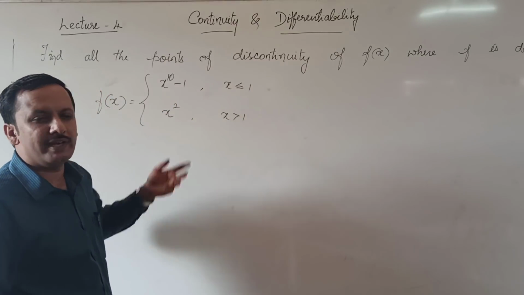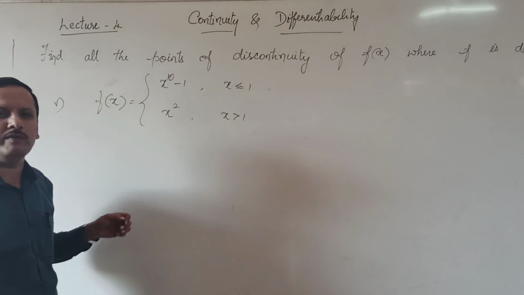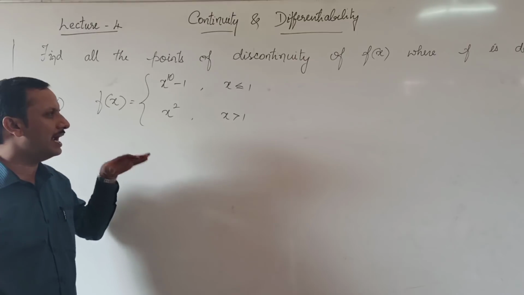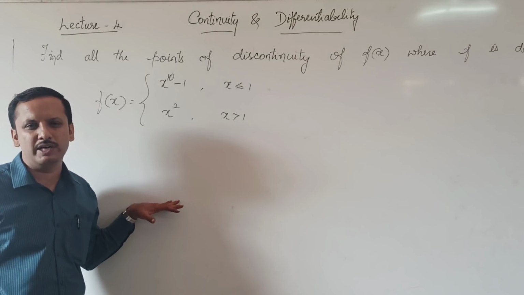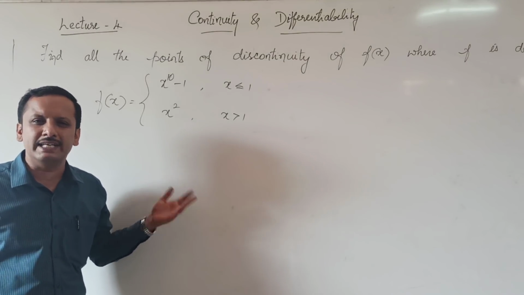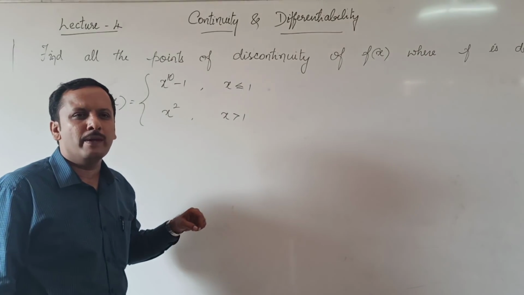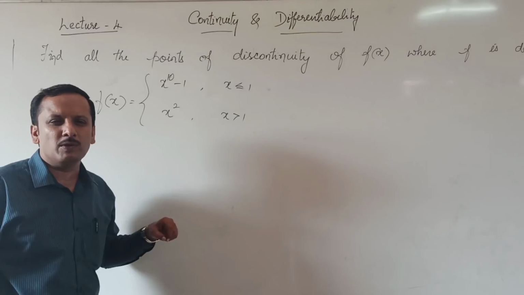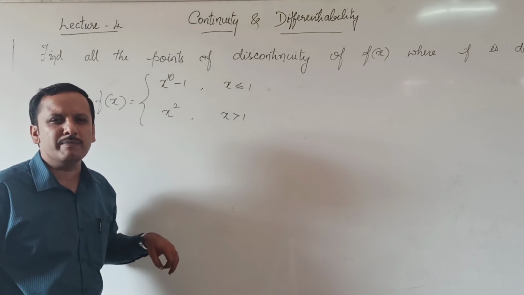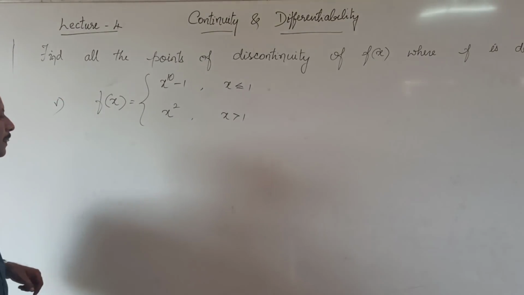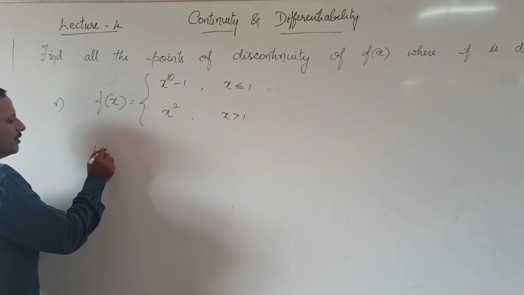So obviously we need to test the continuity at x equal to 1. At x equal to 1 you check whether it is continuous or not. Everywhere else it is continuous. So 1 is the only possible point where the function may be discontinuous. So at x equal to 1 we want to test.